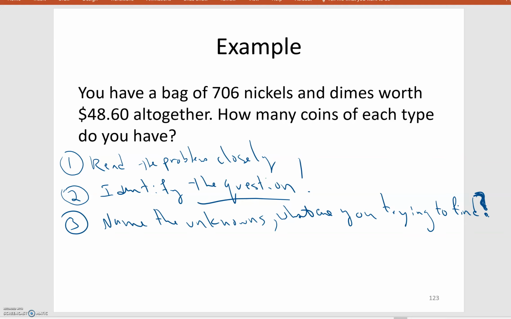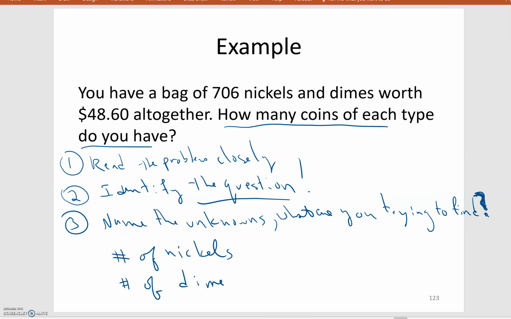Okay, so we read the problem somewhat closely. What's the question? It's the thing that has how many in front of it. So how many coins of each type do you have? That's the question. So the unknowns, the things we are trying to find, are the number of coins of each type. The number of nickels is one thing, and we're also trying to find the number of dimes. So I'm going to choose variables that are expressive of this: let n be the number of nickels and d be the number of dimes.